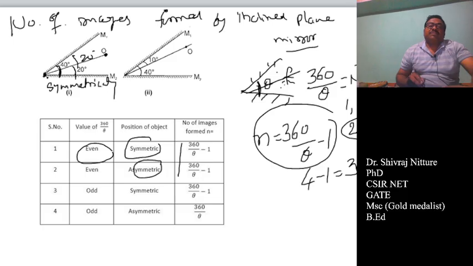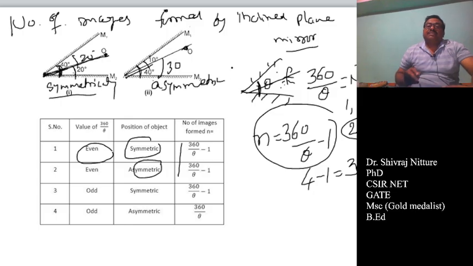Students, please remember: if this line, which is the bisector of the angle, the line that joins the object to the point of intersection of the mirrors, divides this total angle equally, it is called symmetric placement. Look here, this is 40 degrees, but this angle is 10, which means this angle is 30. So this line, coming from the object to the point of intersection, divides the angle unequally. This is called asymmetric placement.